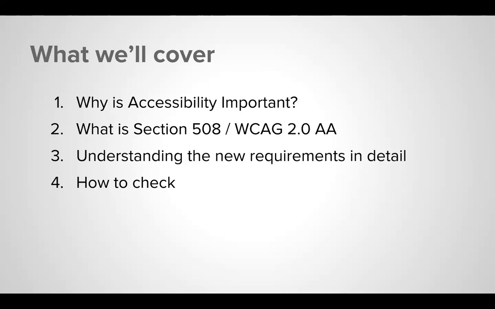And so today, we're going to cover four major areas. First, we're going to talk about why accessibility is important. Second, we're going to talk about what Section 508 is and what WCAG 2.0 AA is, both mouthfuls. I'm sure these are things you've heard about, but if you want to actually know what they are, we're going to get into that. We're also going to talk about the new requirements in detail and January 18th and what happened with that, with the law. And then we're going to get into how to check, so how to evaluate your website's accessibility. So that's our goal for today. And like I said, if you have any questions, feel free to jump in.